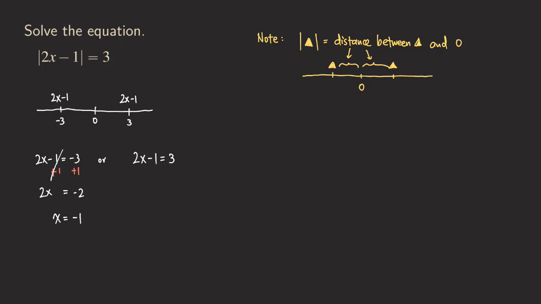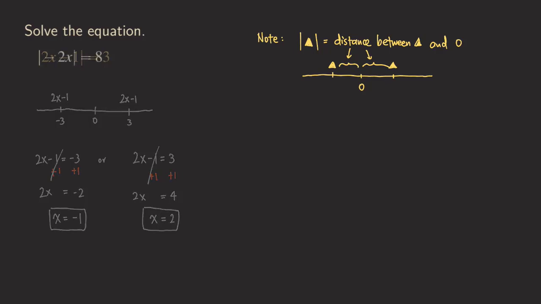And the other one is when we do the same thing here. We add 1. This time we have a 3, so we get 2x is equal to 4. So x is equal to 2. Those two are the solutions. And you can plug them back into the equation and show that they satisfy the equation. Now let's do another example.